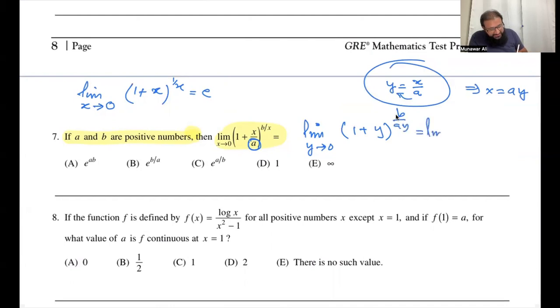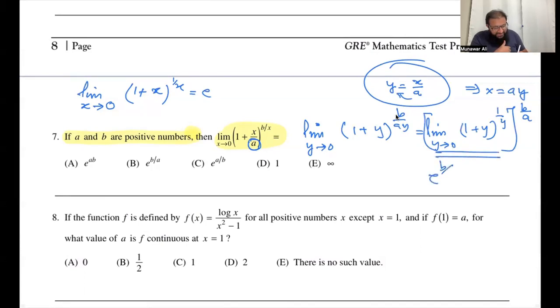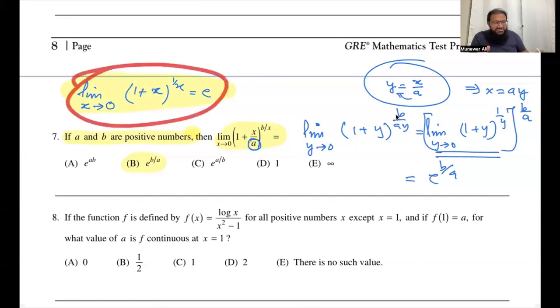So I can write this as limit y goes to 0, 1 plus y, 1 over y to the power b over a, because I can take the exponent outside of the limit. So b over a. Yeah, so this limit is going to be e. So my final answer is going to be e to the b over a. So it's option B, e to the b over a. It's simply this result that we are using. There's nothing else.